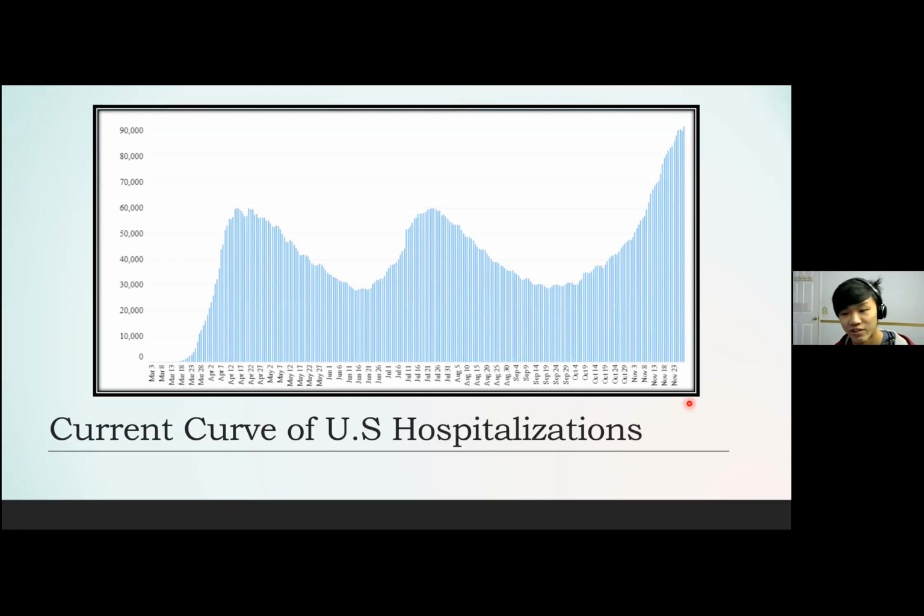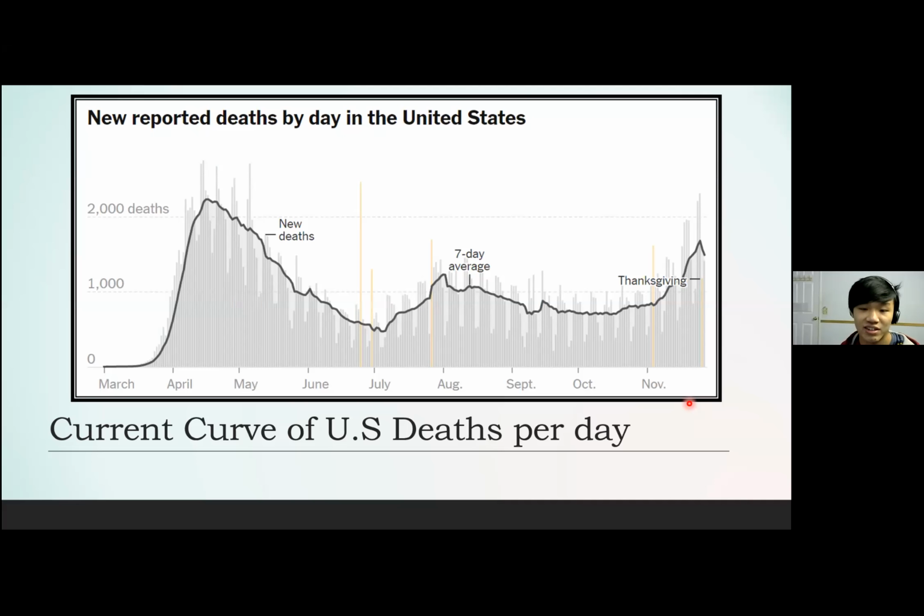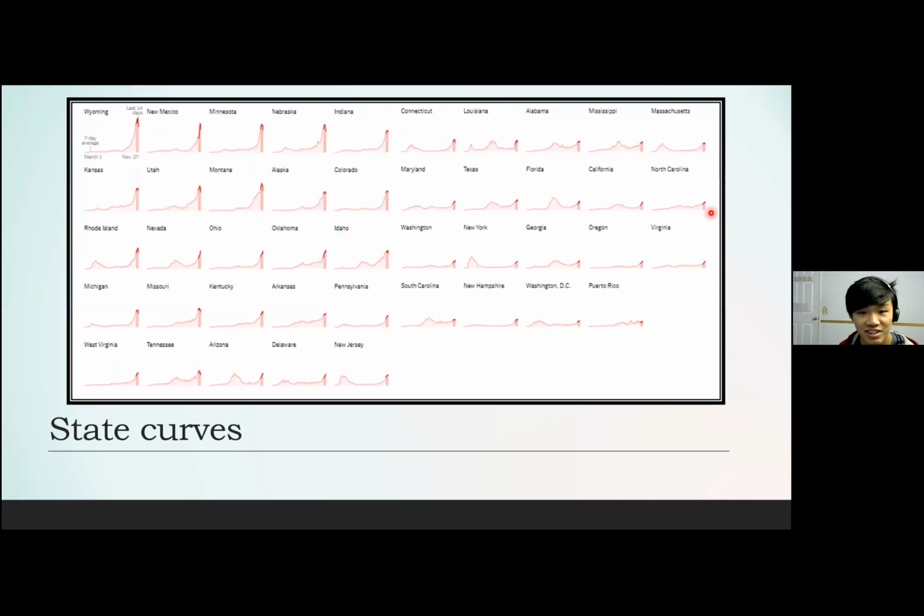Another curve that we are interested in looking at is the number of US deaths per day. Obviously, we want this one to be as flat and low as possible. Here we can also see those 3 peaks again, and unfortunately in the past couple of weeks it has been going up. So not very much success here either. Can we go to the next slide?